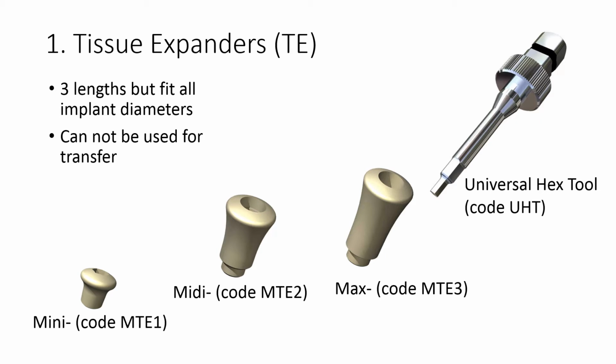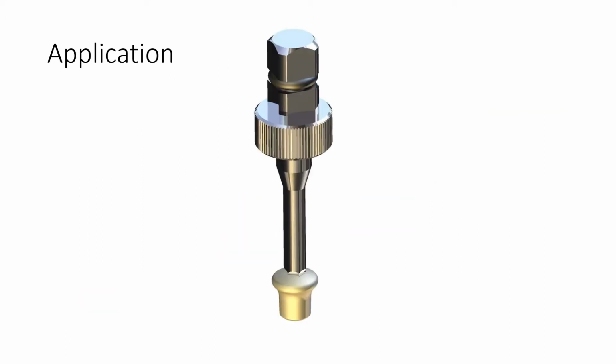Now, it's also important to realize that whilst they fit all diameters of implants, they cannot be used to take a transfer impression. They work in conjunction with our universal hex tool. Our tissue expanders are positioned using the universal hex tool. Again, it's important to realize that the universal hex tool works not just with our expanders, it also is used to position the cover screw on the implant, and it works with all our prosthetic screws as well.